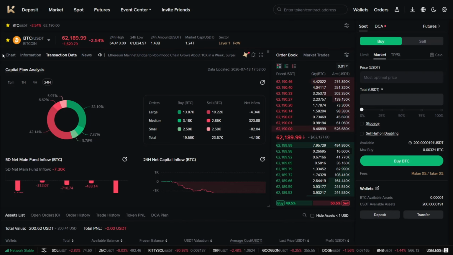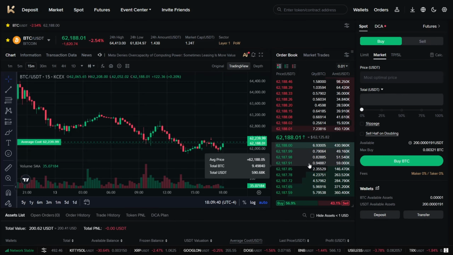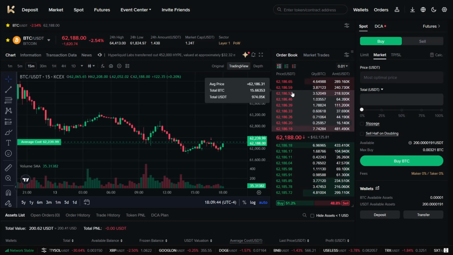Now, to the right of the chart, we have the order book. It shows all the current buy and sell orders on the exchange. Green represents buy orders, while red represents sell orders. The order book helps traders see supply and demand at different prices, while also giving you a sense of liquidity, meaning how much buying and selling interest exists at each level.